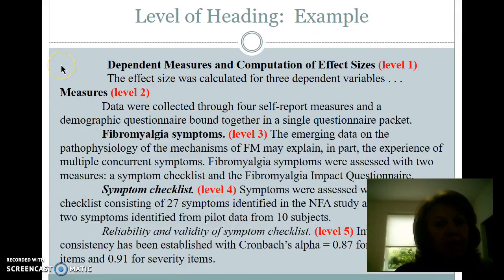This is an example of the 5 different levels of heading and how you might use those in your paper. Now this is very, very detailed. And in most student papers, we're not going to require 5 levels of heading. If you were writing your doctoral dissertation, yes, indeed, you probably would use 5 levels of headings. But in most of your papers, simply being able to master the use of level 1 and level 2 headings is going to be sufficient in most cases.